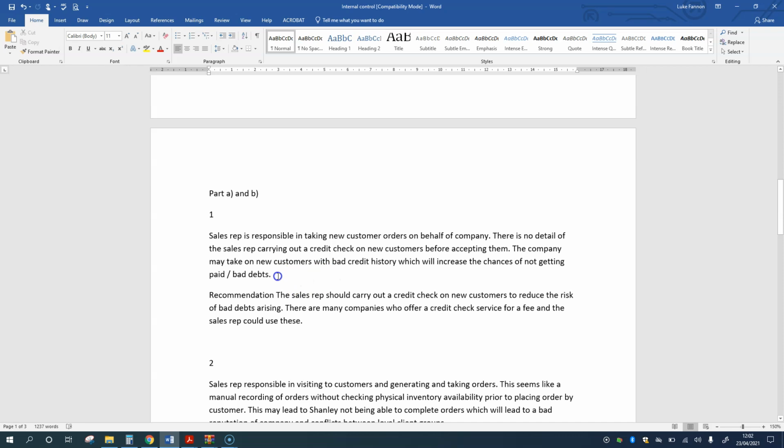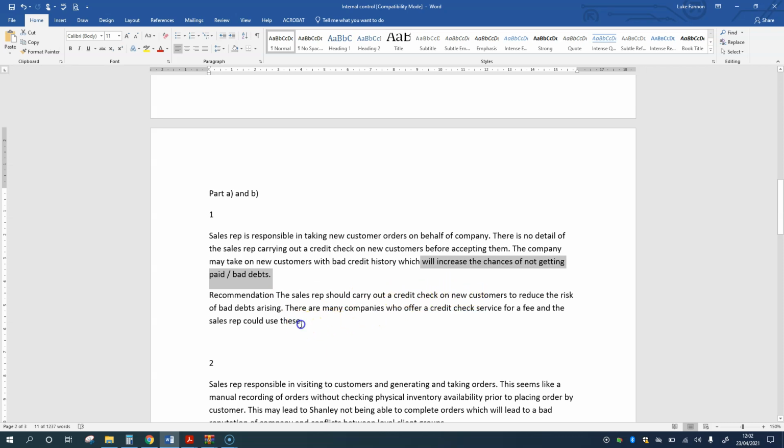So that's the explanation of why it's a weakness. Well, the company is going to take on probably bad debts. So the recommendation is always usually very clear. The sales rep should carry out a credit check on new customers.